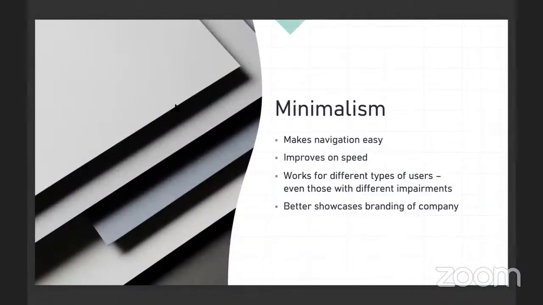A good app, I believe, should make navigation easy. I should know where to go, where I am on the platform while I'm using it, how to go back, how to go forward, how to do something. I think minimalism makes the app faster, so it improves on speed. I also think minimalism works for different types of users, even those with different sorts of impairments, because not everyone can read certain fonts, not everyone can see certain icons, not everyone can interact with a platform the same way the other person interacts with it. But if you use a minimalist design, you make it easier for everyone to have a uniform manner of working on the platform.